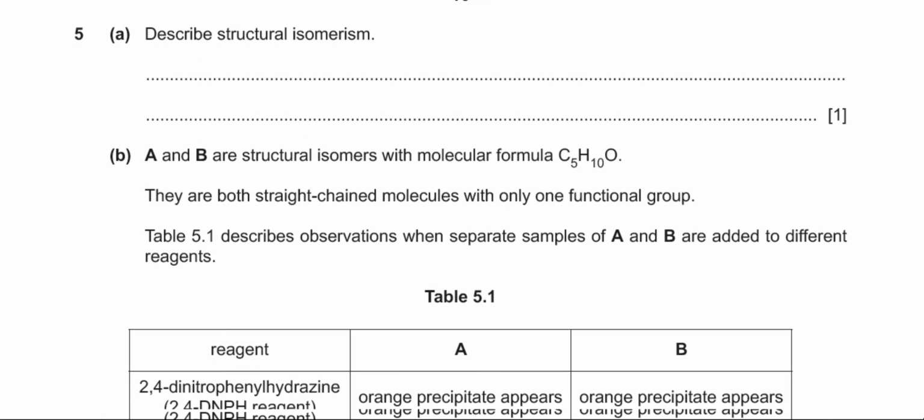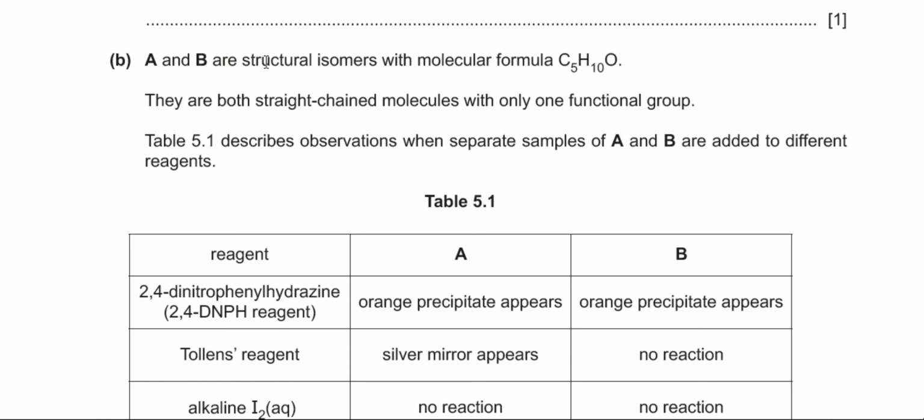Next part, here he says that A and B are structural isomers with the molecular formula C5H10O. Remember, whenever you see the general formula CnH2nO, we can say it could be an aldehyde or ketone, meaning a carbonyl containing compound. Furthermore, if the examiner mentions that the compound has two different functional groups, then it couldn't be an aldehyde or ketone. Then we can say it's an alkene and alcohol.